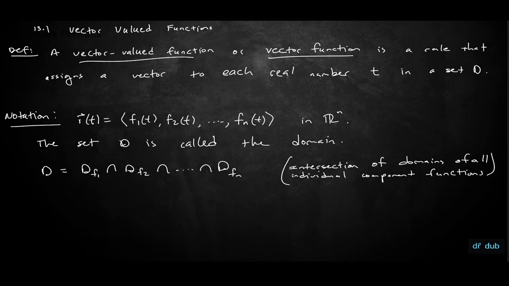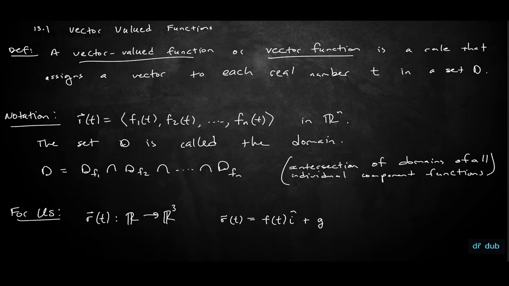Most commonly in this class, at least, we're going to talk about three-dimensional vectors coming out. So for the most part, we're going to have vector function r of t. The domain is some set of real numbers, and the range for us is going to be three-dimensional space. We could represent r of t as some function f times i hat plus some function g times j hat plus some function h times k hat. And that's going to be the most common way we represent our vectors. Okay, does that make sense? Any questions? Let's pause for a second.